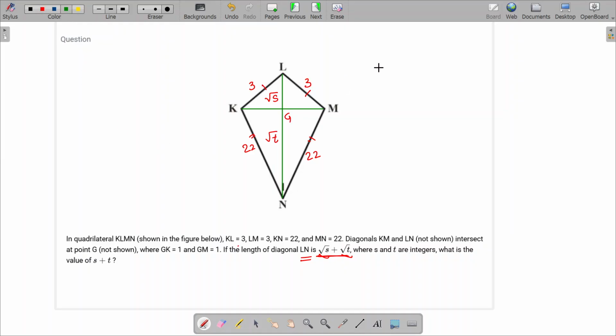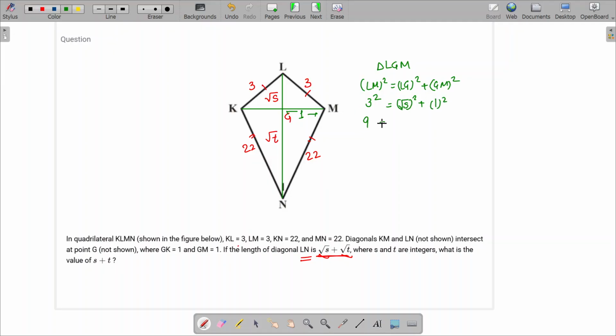Let's do it. In triangle LGM, apply the Pythagoras theorem because GM is 1. So I can apply the Pythagoras theorem. It is LM square equals LG square plus GM square. Put all the values that are given to you. So LM square is what? 3 square, which is 9. LG square is what? Root s square plus GM, which is 1, square.